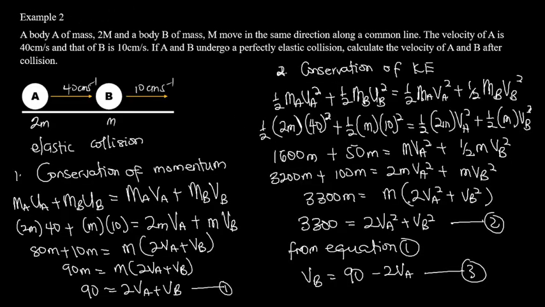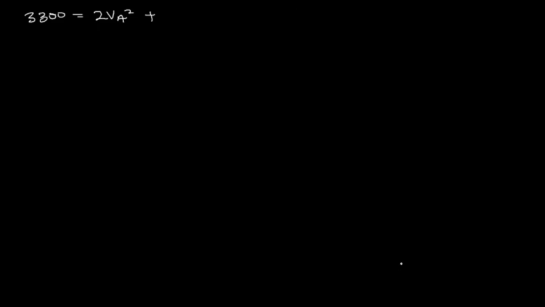So if we do that, what do we get? We have 3300 is equal to 2va squared, then plus, then let's look at this, we have vb, and the vb is what we are saying is 90 minus 2va. So we have into bracket 90 minus 2va squared. All right, so all we need to do is further simplify this to get our answer.